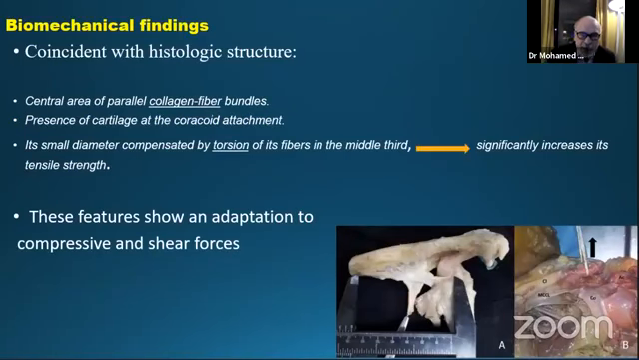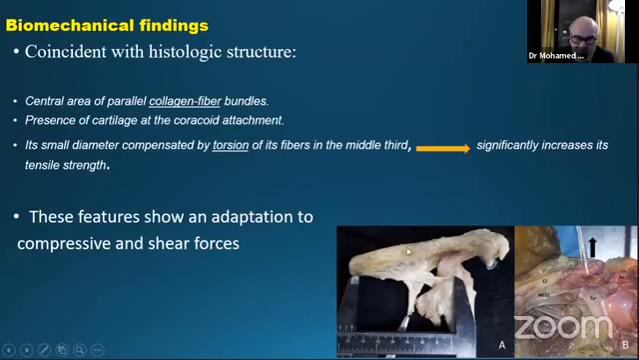From the biomechanical point of view, the histologic structure of this ligament is coincident with its biomechanical effect. How? The central area of the ligament is formed of collagen fibers, and this gives some sort of yielding to the ligament to be more resilient. And there is a presence of cartilage at the coracoid end of the ligament.